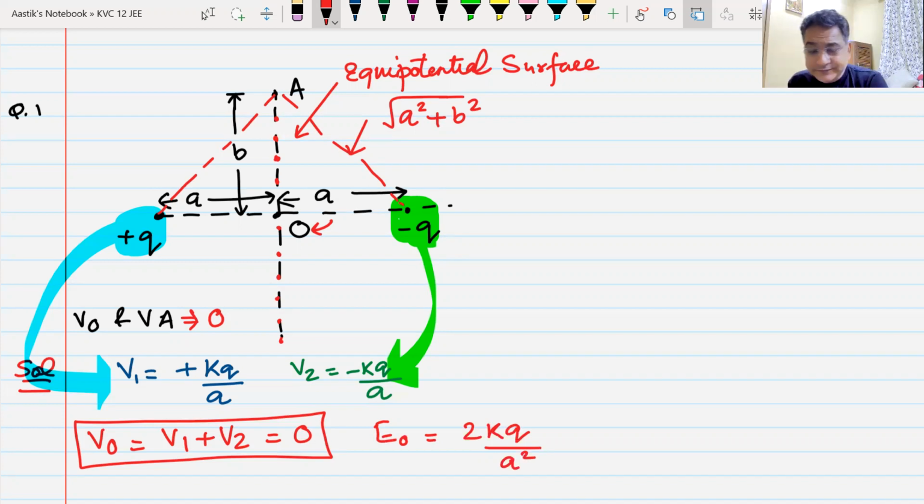What is the direction? I cap, sir. So if I draw the direction, this is the direction. This is what the equipotential surface is, and this is the direction. Okay, let's not talk about the magnitude of electric field. Can you tell me what will be the direction of electric field at point A?